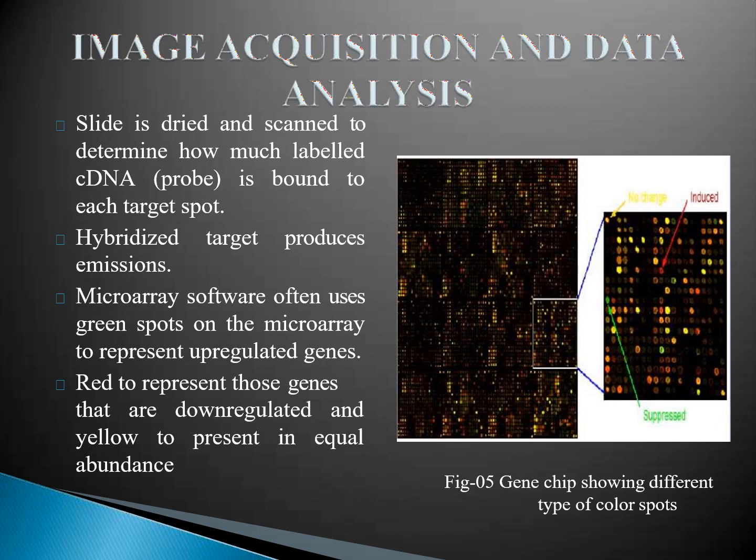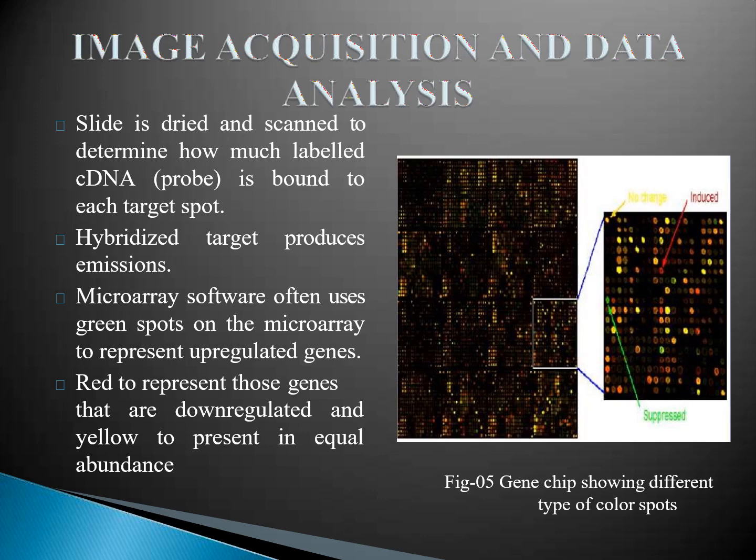Now the slide where hybridization was carried out is dried and it is scanned to determine how much labeled cDNA is bound to each target spot. Generally this scanning is done with the help of confocal microscopy having a fluorescence attachment, and the image is acquired for further analysis. Then the hybridized target produces emission.